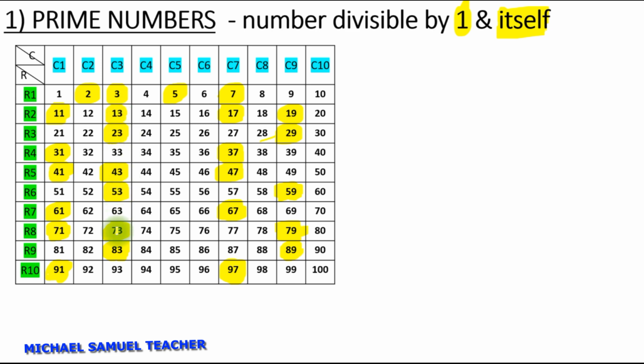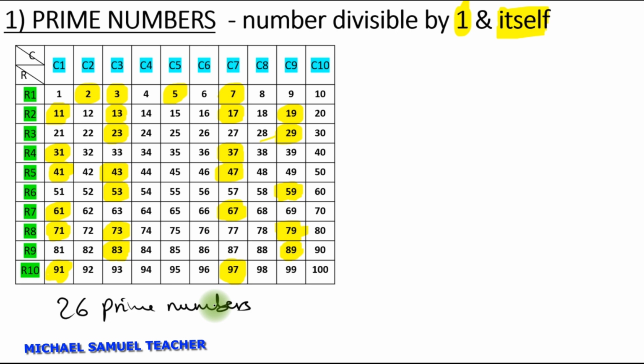So if you count all of these numbers between 1 and 100, they are actually 26. There are 26 prime numbers between 1 and 100. So we are saying it must be divisible by 1 and itself. Using these prime numbers will help us so much in finding the other numbers, which are composite numbers.